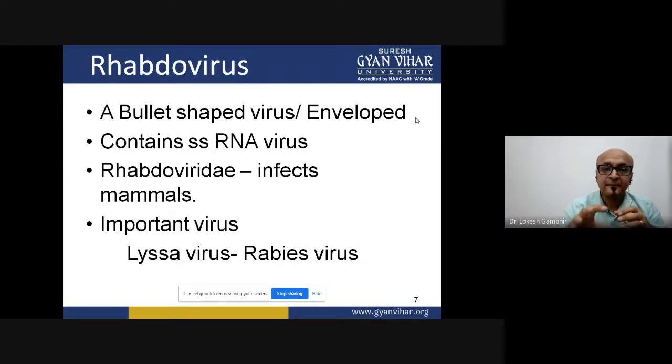This bullet-shaped virus can infect not only the dogs or the bats we are talking about, it can infect multiple mammals. It can infect foxes also. It is infecting humans also. So the spectrum of hosts is large. That's why people have kept on studying this particular virus.